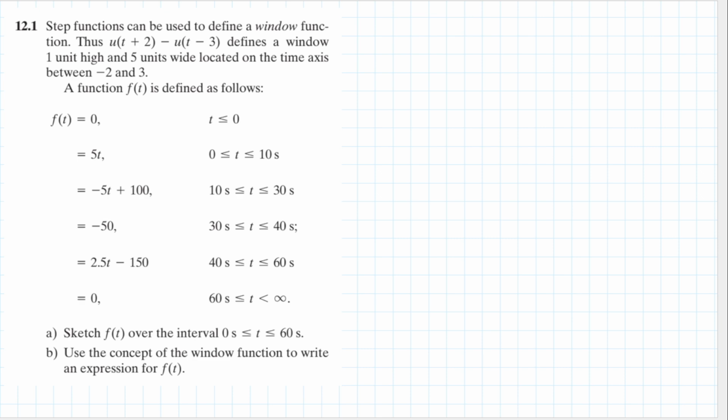And this is the question. A function f(t) is defined as below. So we are given this function. And the question A: sketch f(t) over the interval 0 until 60 seconds. And then B: use the concept of the window function to write an expression for f(t).